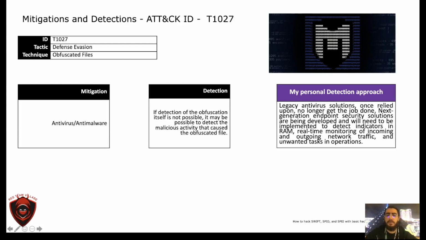Obfuscation used in payloads for initial access can be detected at the network. Use network intrusion detection systems to identify compressed and encrypted attachments and scripts. This is a difficult one, but you can use next generation endpoint security tools and monitor the possible future actions.